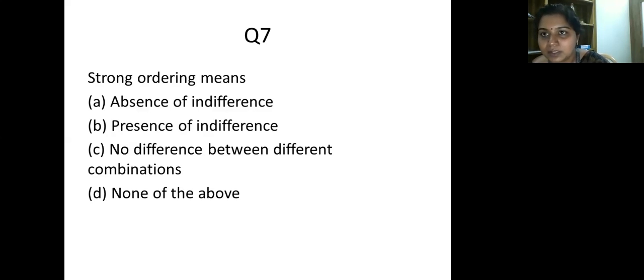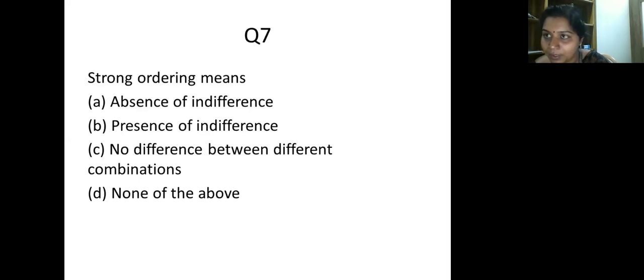Here the next question is: what does strong ordering mean? Option A is absence of indifference. Option B is presence of indifference. Option C is no difference between different combinations. Option D is none of the above. In indifference curve analysis, there is the presence of indifference, which means it is based on weak ordering.